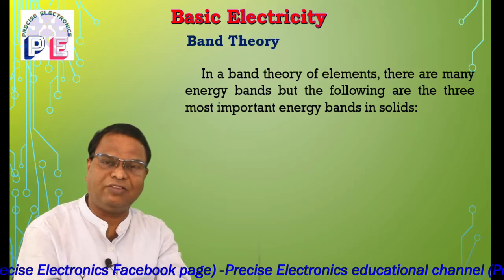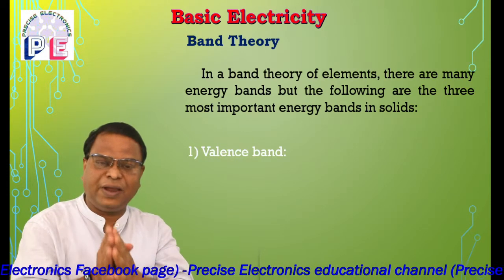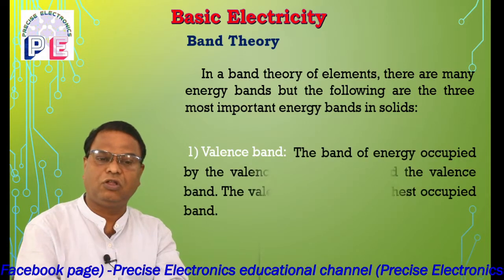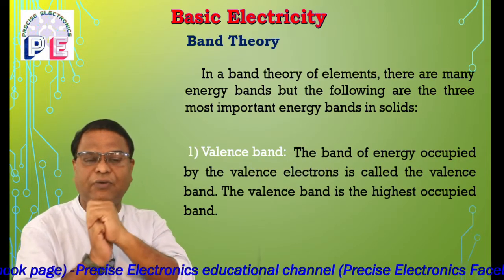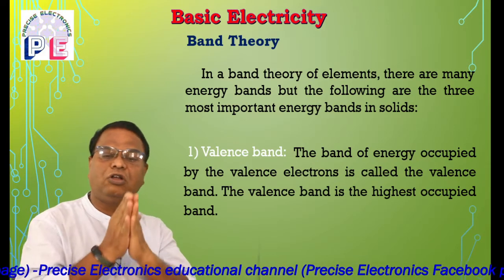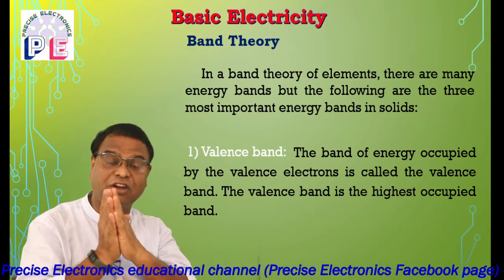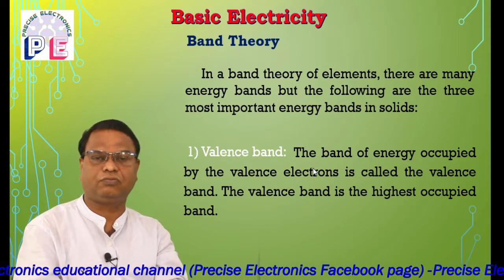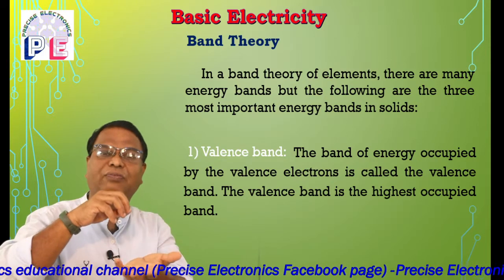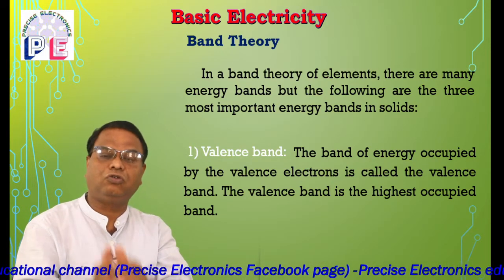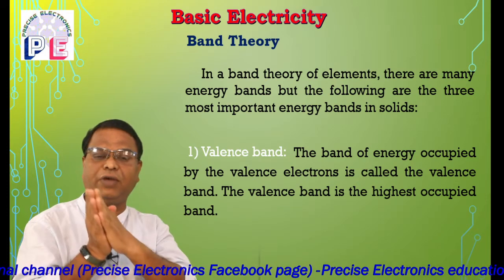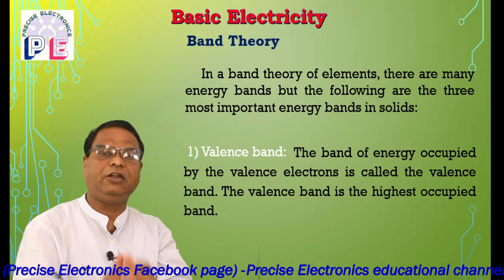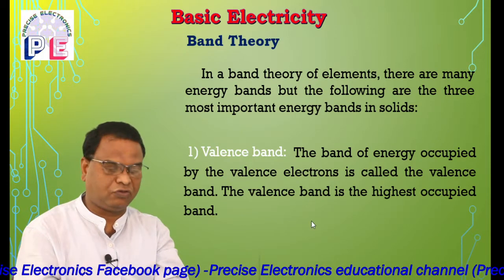So first of all, valence band. Valence band is the highest occupied band because there are plenty of electrons, and the band of energy occupied by the valence electrons is called the valence band. The electrons in a valence band are known as the valence electrons. So the band of energy occupied by the valence electron is called the valence band. And there are plenty of electrons.